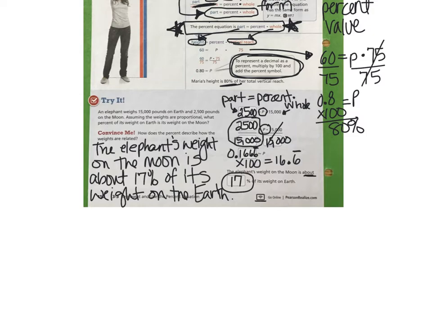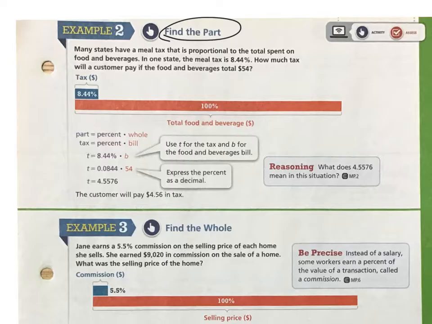Let's move on to example 2. Now we're going to work to find the part. Many states have a meal tax that is proportional to the total spent on food and beverages. In one state, the meal tax is 8 4/100%. How much tax will a customer pay if the food and beverages total $54?